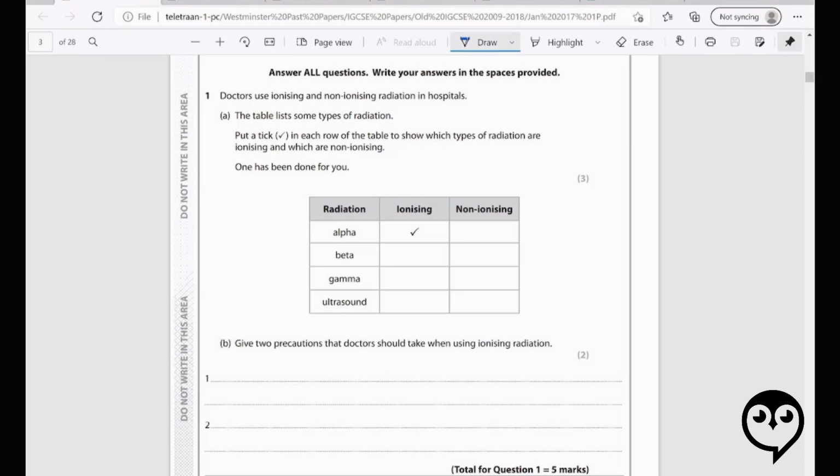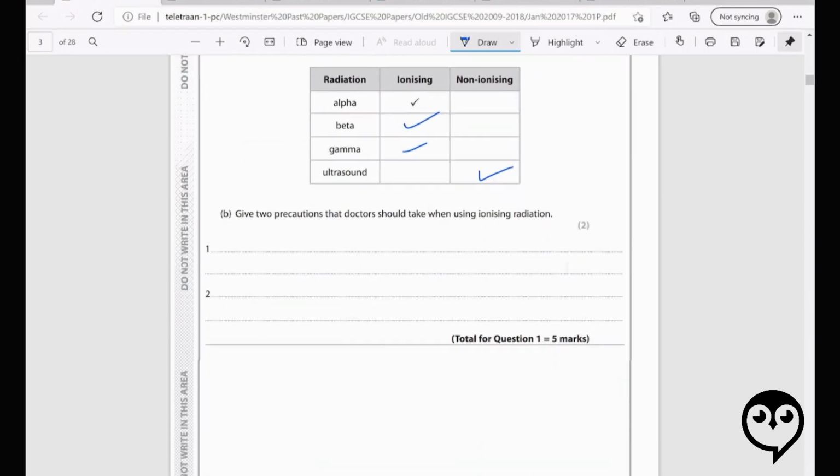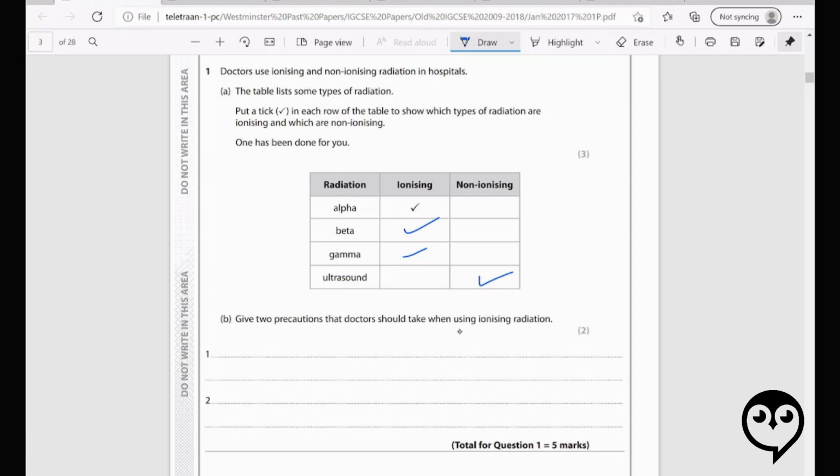Here's another one. Ultrasound is non-ionizing. All the other ones are ionizing. Okay, next, give 2 precautions doctors should take when using ionizing radiation. Now, I started writing this from a patient's point of view, but let's look at this: 2 precautions that doctors should take when using ionizing radiation.